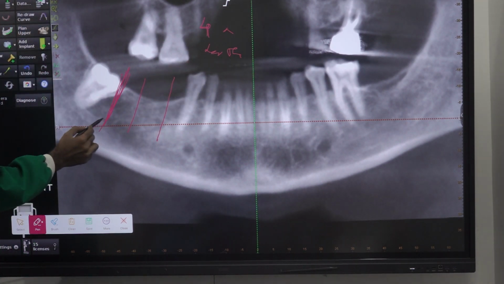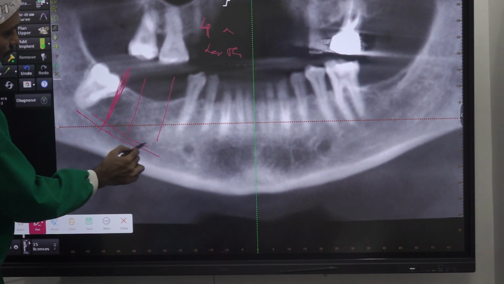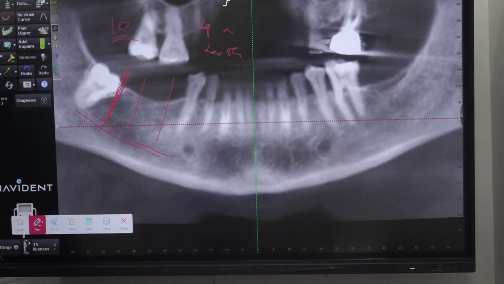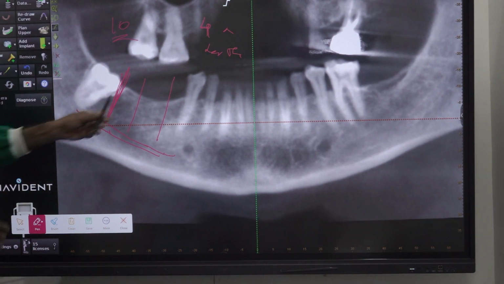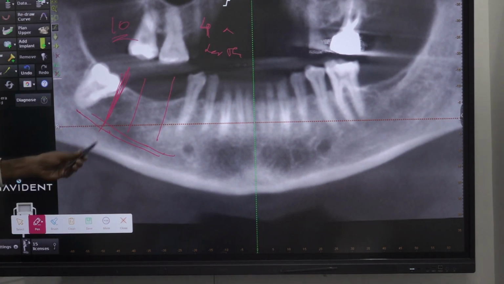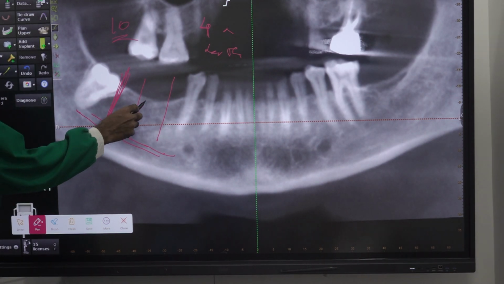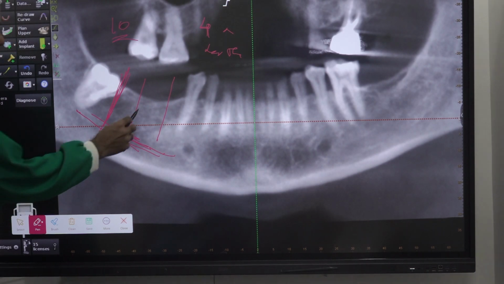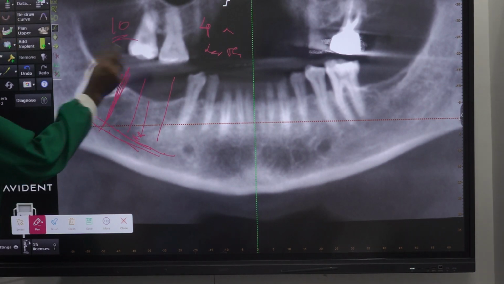And height: where is the canal? Maybe this one. The canal looks far away, so 10 mm will be fine. So how to confirm it? One way is to take a CBCT. Otherwise, you can take an IOPA. Don't measure the length on the panoramic. Take an IOPA, that is more or less accurate. This is the canal. Give 2 mm safety distance. Then from the crest to here, measure it.